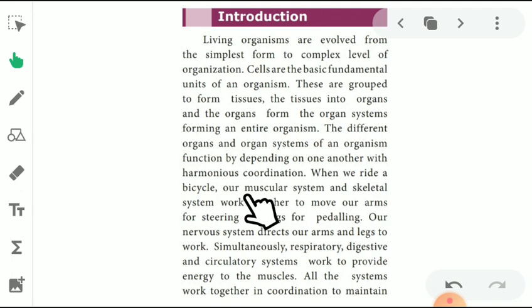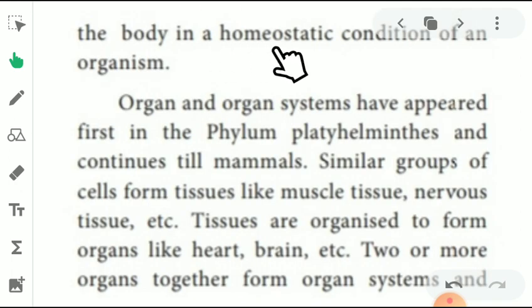When riding a bicycle, the muscular system and skeletal system work together to move the arms for steering and the legs for pedaling. The nervous system directs the arms and legs to work simultaneously. The respiratory, digestive and circulatory systems work to provide energy to the muscular system. All the systems work together in coordination to maintain the body in a homeostatic condition.